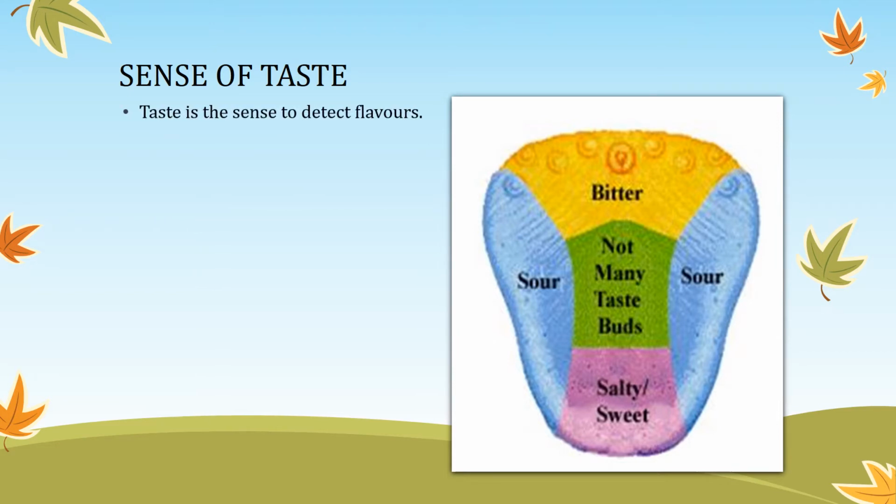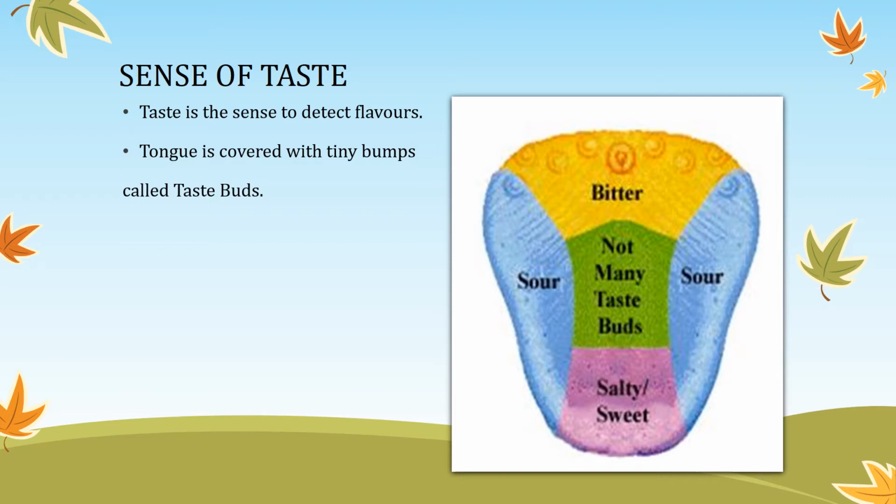And what is taste? Actually, taste is the sense by which you detect flavor. The thing is sweet, salty, sour. So different tastes are detected by the tongue. You can see the tongue is covered with tiny bumps. They are called taste buds. You can see the tiny bumps over the tongue in this picture.